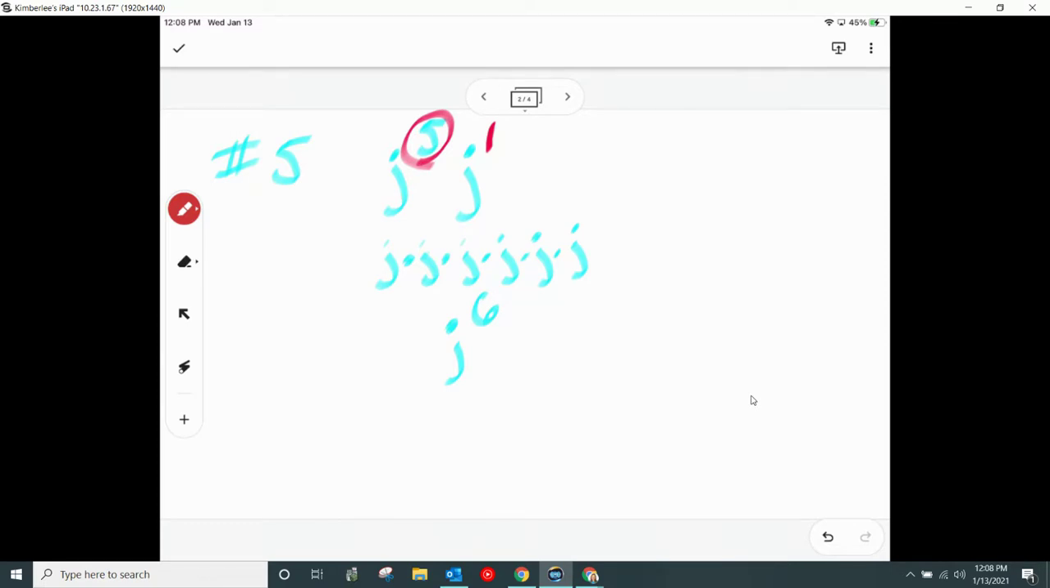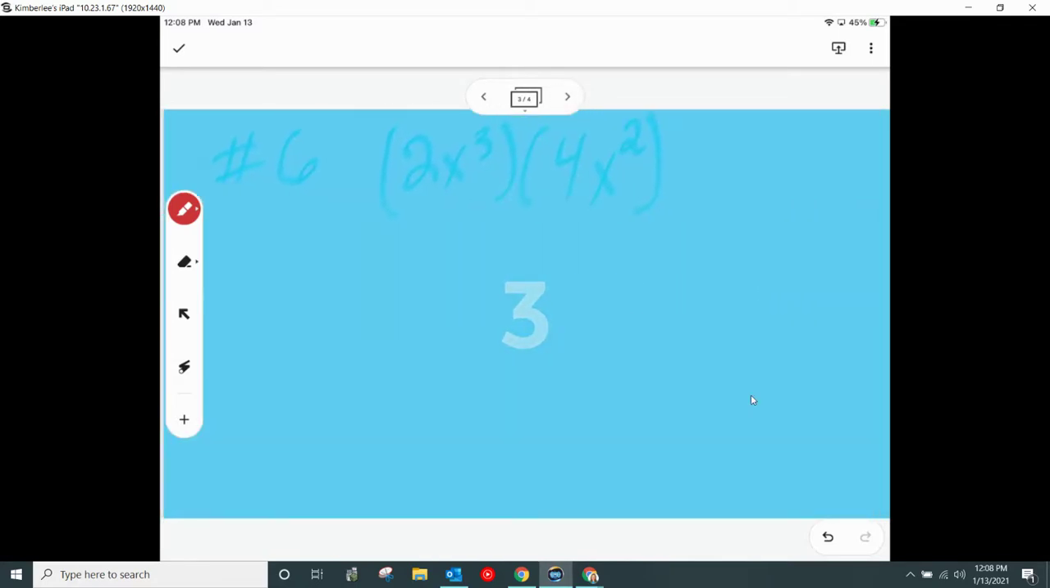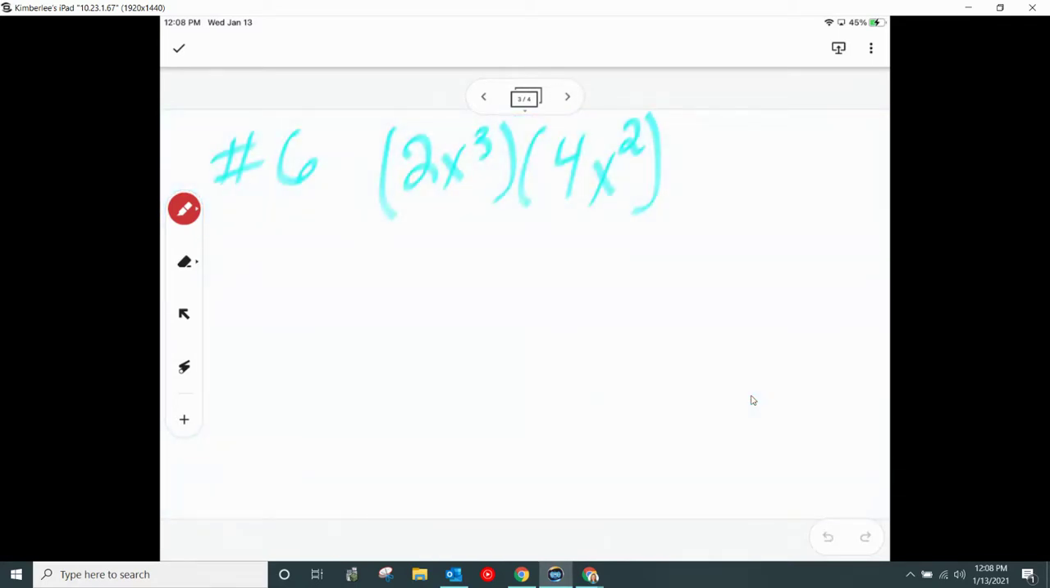That makes sense because I know I'm going to have to write down 5 j's, and I was going to write down one more j, so I got a total of 6 j's. J to the 6th. Okay, let's look at this one. This one gets confusing for students as well because of the parentheses. But I want you to remember, parentheses just mean multiply. So we could rewrite this as 2 times x cubed times 4 times x squared. And that's what that's saying to do, is just multiply everything.